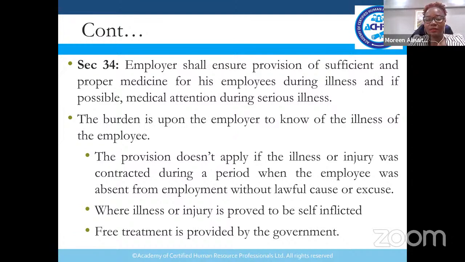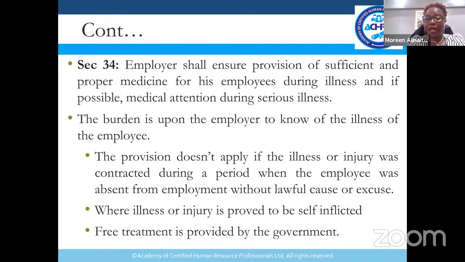Wow. This one is an interesting one, because if an employee is sick and he or she does not tell the employer, how is the employer supposed to know that the employee is sick?